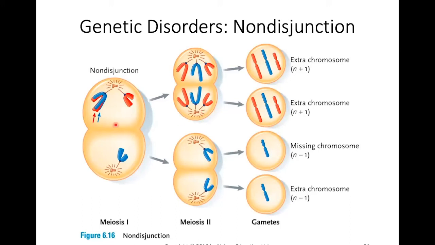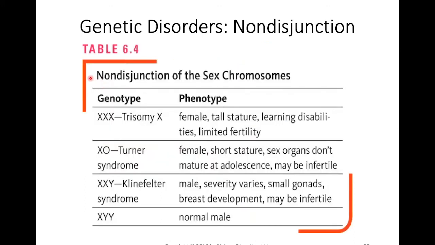So a lot of the non-disjunctions, the errors that can occur during cell division and the production of the gametes, sometimes the gamete itself is not viable. Remember, in a female, only one of the 4 haploid gametes that are formed will actually develop into a mature egg cell.